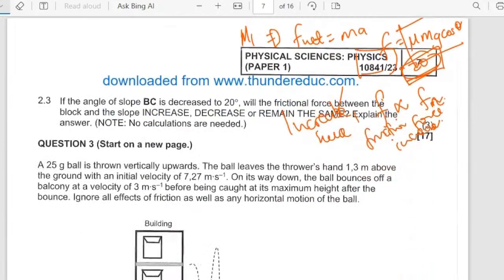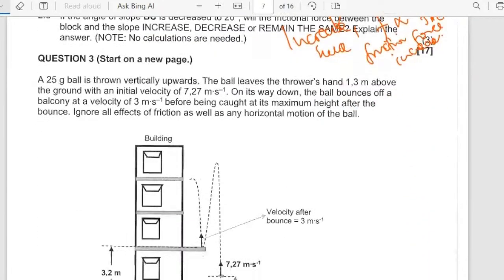Question number 3. They're telling us we have a 25 gram ball that's thrown vertically upwards. The ball leaves the hand 1.3 meters above the ground with the initial velocity of 7.27. On its way down, the ball bounces off the balcony at 3 meters per second before being caught at its maximum height after the bounce, ignoring friction and any horizontal motion.